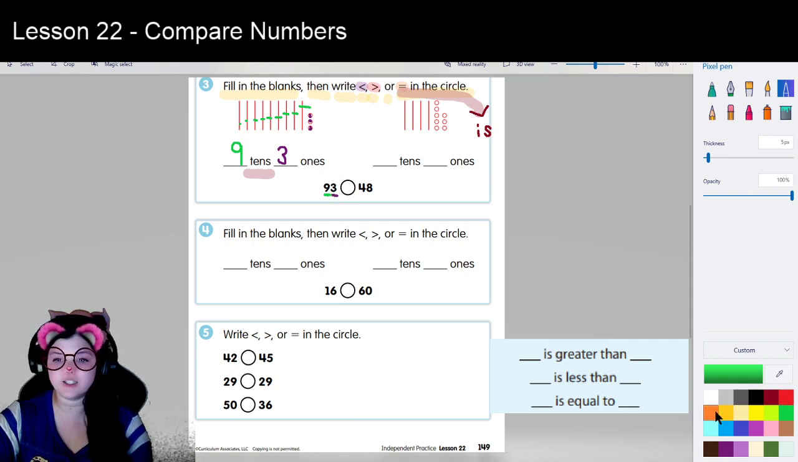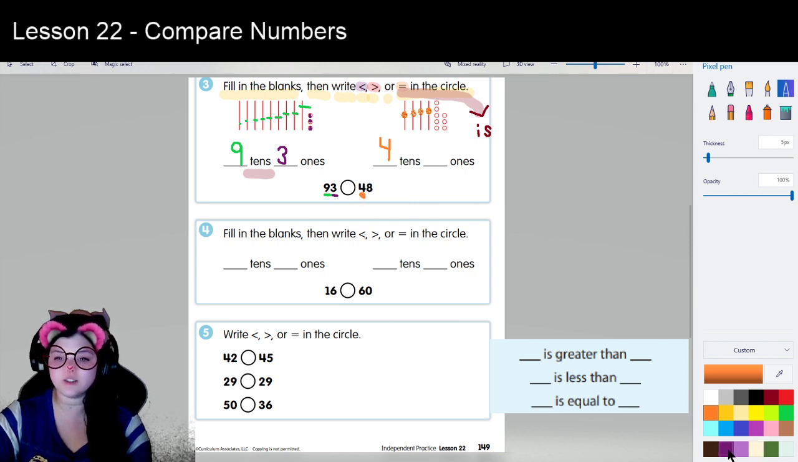Let's look at the second picture. How many groups of 10 do you see? How many sticks? Let's count. 1, 2, 3, 4. I see 4 groups of 10, 4 tens, 4 in my tens place.